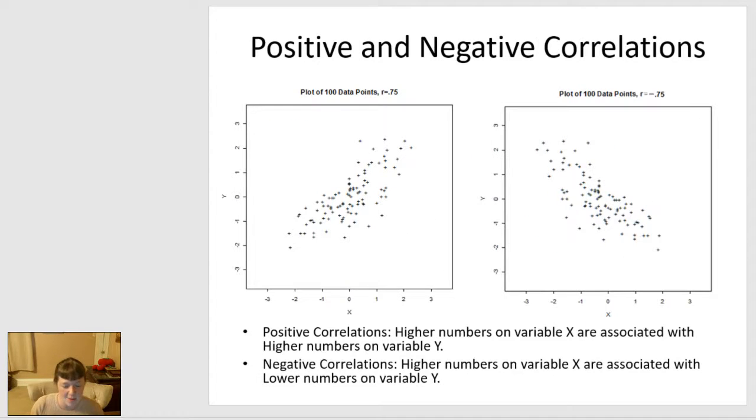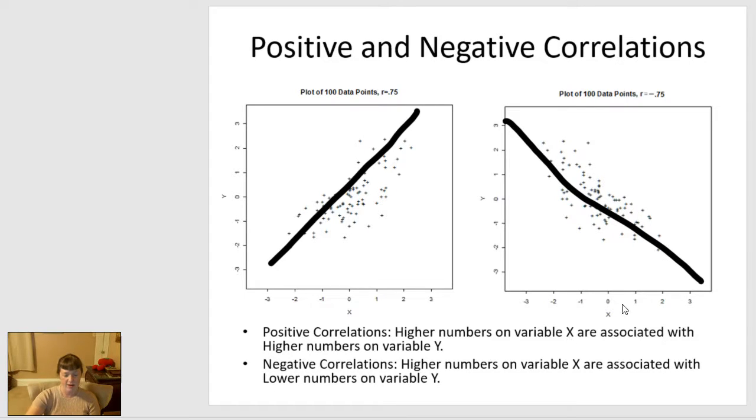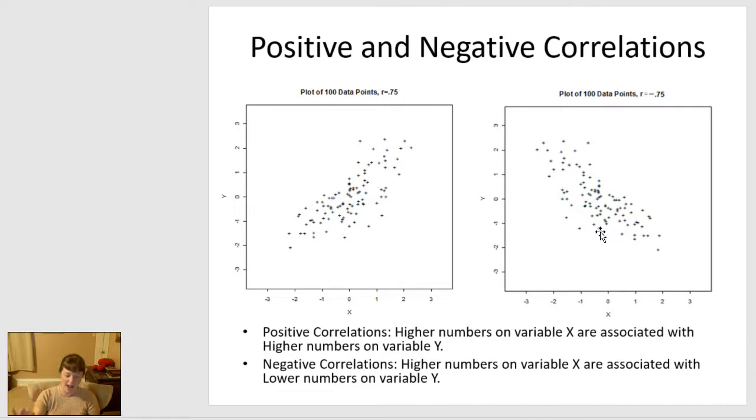And so here are some examples of positive and negative correlations, right? Here would be a positive correlation because higher scores on X go with higher scores on Y. Again, here is a negative correlation. Higher scores on X are going with negative scores on Y. But I'm showing you this because these two scatter plots have the exact same strength. They both have a 0.75 strength. This is a positive relationship. This is a negative relationship.